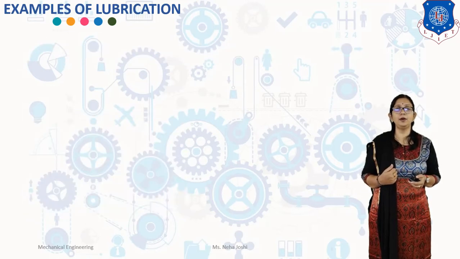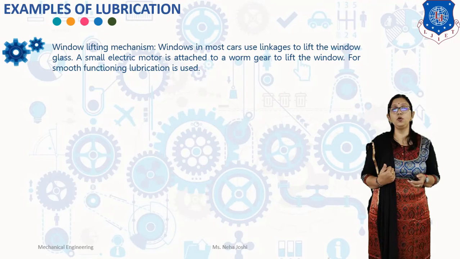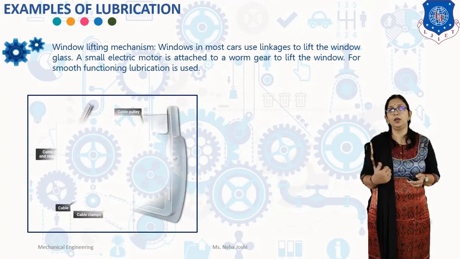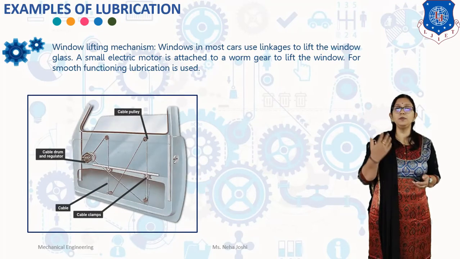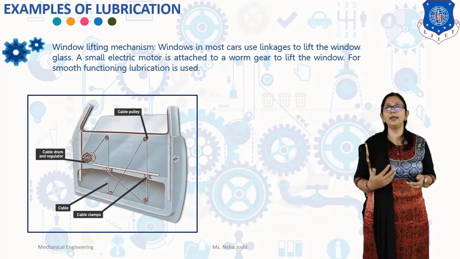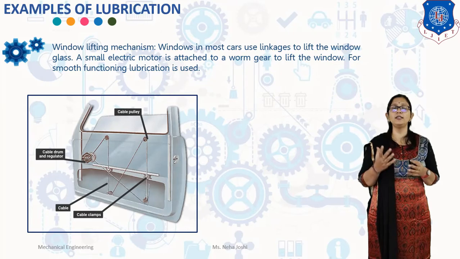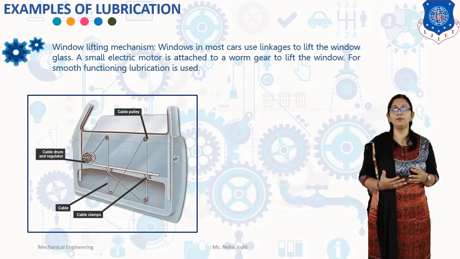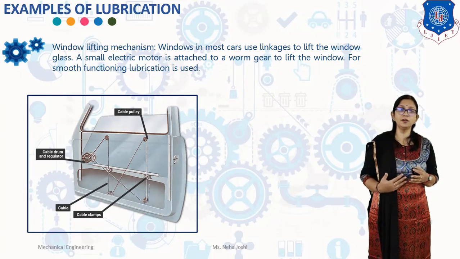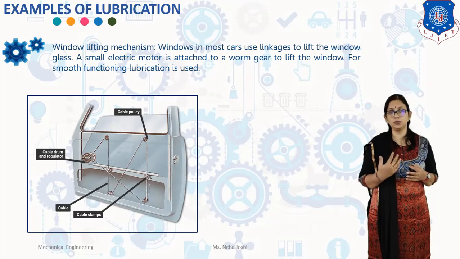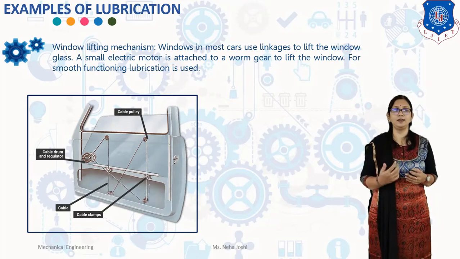Now, the second example, as you can see here, is the window lifting mechanism. Windows in most cars use linkages to lift the window glass. A small electric motor is attached to one gear to lift the window. For smooth functioning, lubrication is used, as you can see here in the diagram.